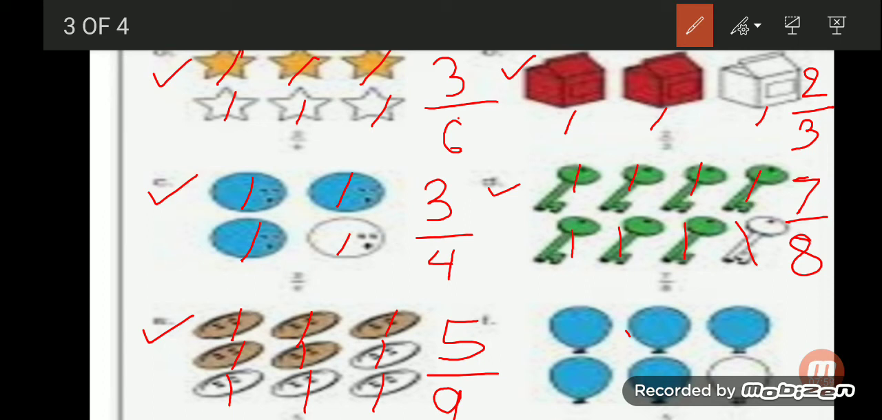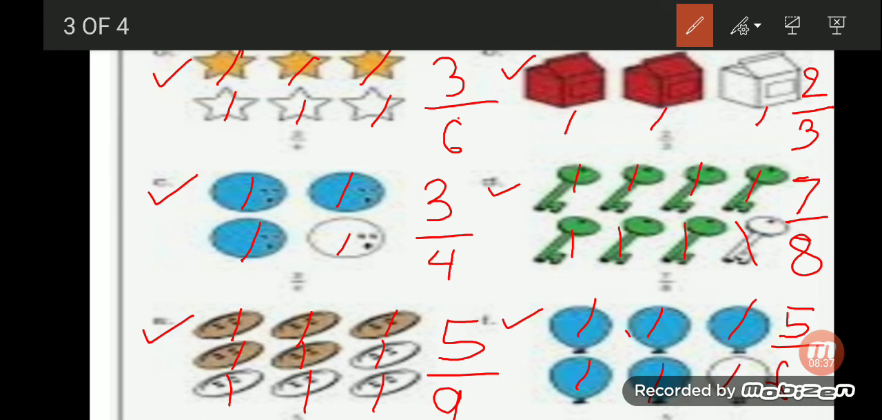Okay, now come to this question. Here we have to find out the shaded portion of the balloons. Here you can see that some balloons are blue, and we have to write down their fraction. So we will count the blue colored balloons here, that is 1 2 3 4 and 5. 5 balloons are blue, and now we will write the total number of balloons below it, that is 1 2 3 4 5 and 6. So 5 by 6 balloons are shaded here.